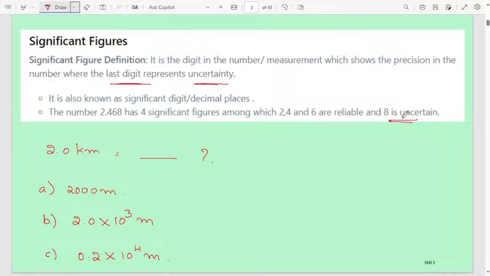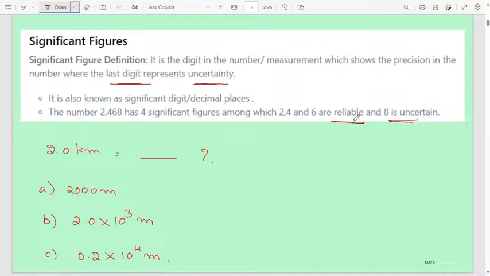What is the use of significant figures? Why do we use significant figures? To make an accurate measurement. In this example 2.468, here 2, 4, 6 are reliable. These are very accurate values. Then 8 is uncertain. To measure an accurate value, the nearest value, we use significant figures.